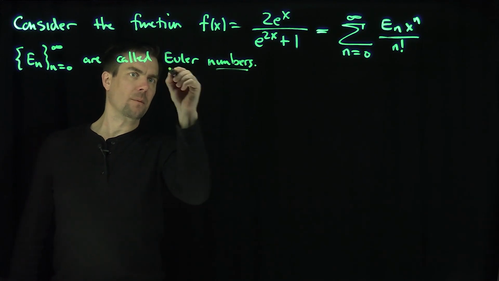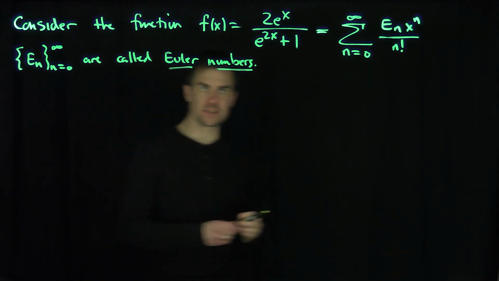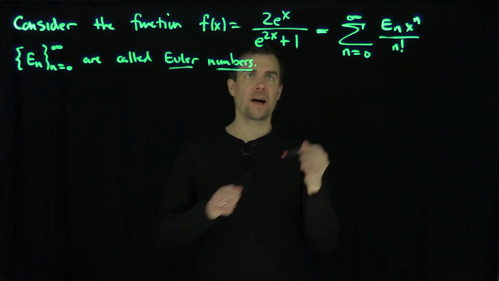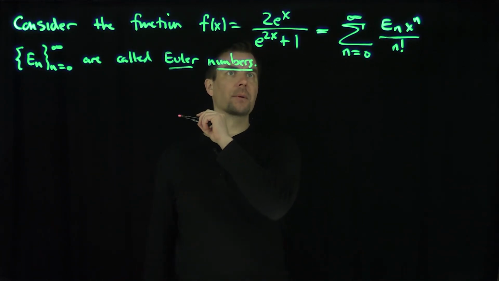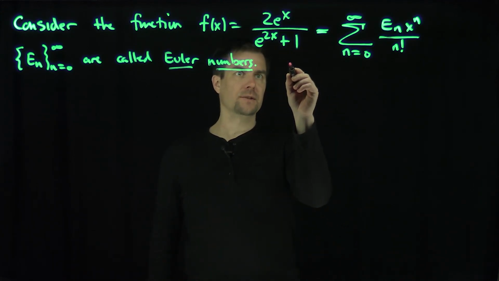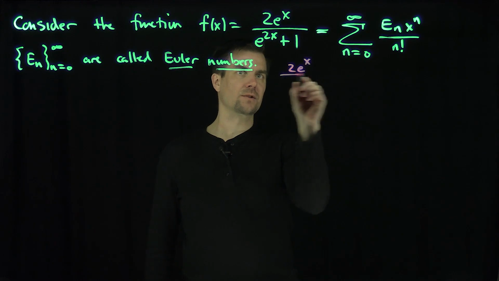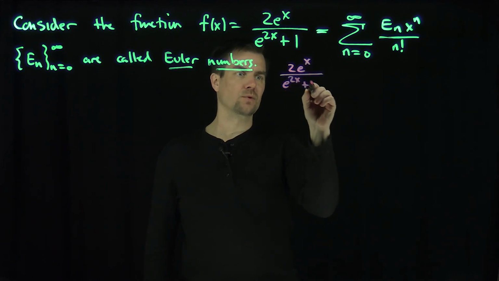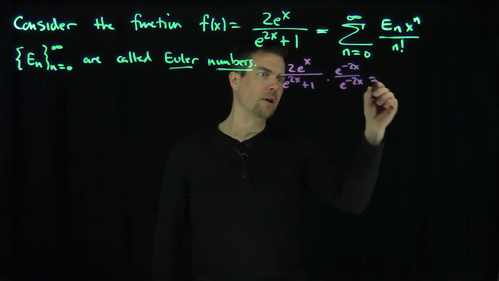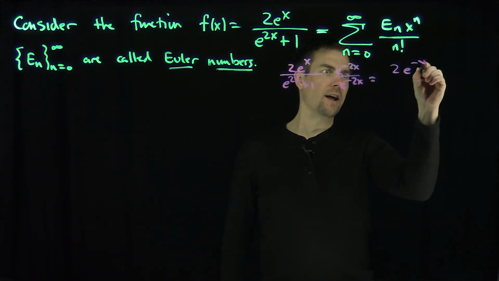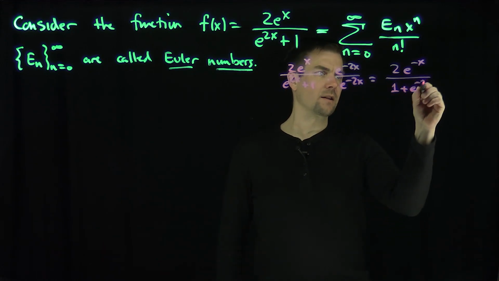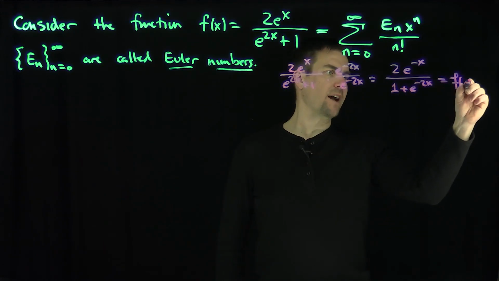These Euler numbers are going to come up in important Taylor series we'll see in a second. So where do these Euler numbers appear? Well, notice that f of x, which is 2 e to the x over e to the 2x plus 1, if I multiply top and bottom by e to the negative 2x, that won't change anything. The top will become 2 e to the negative x over, this will turn into a 1 plus e to the negative 2x, which is f of negative x.